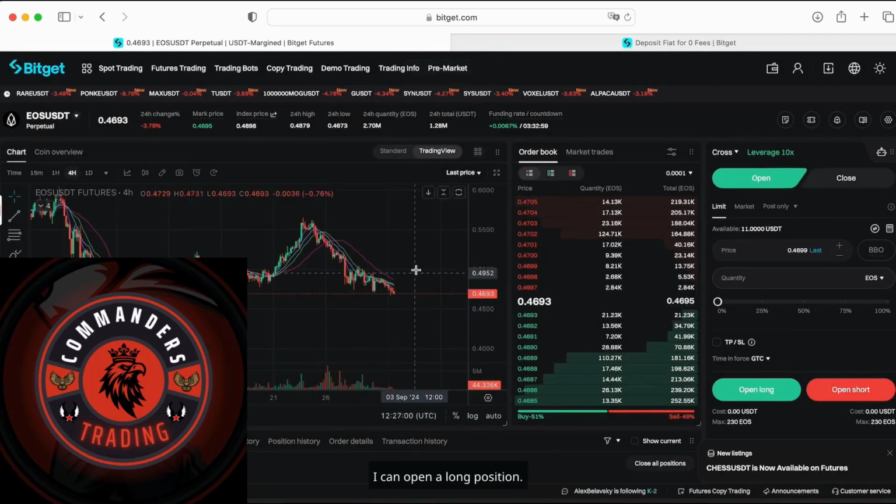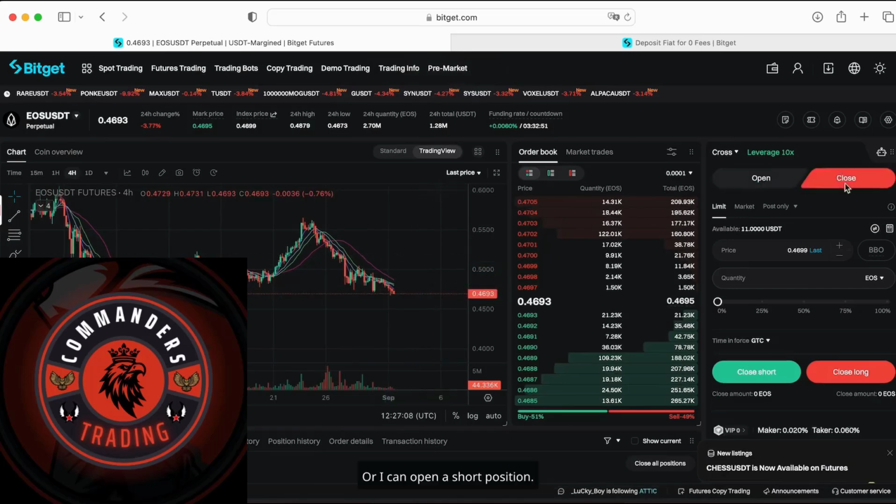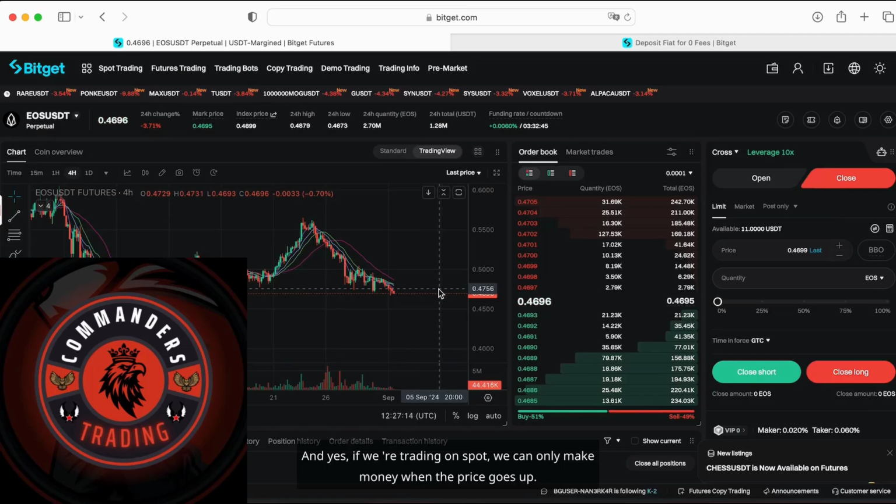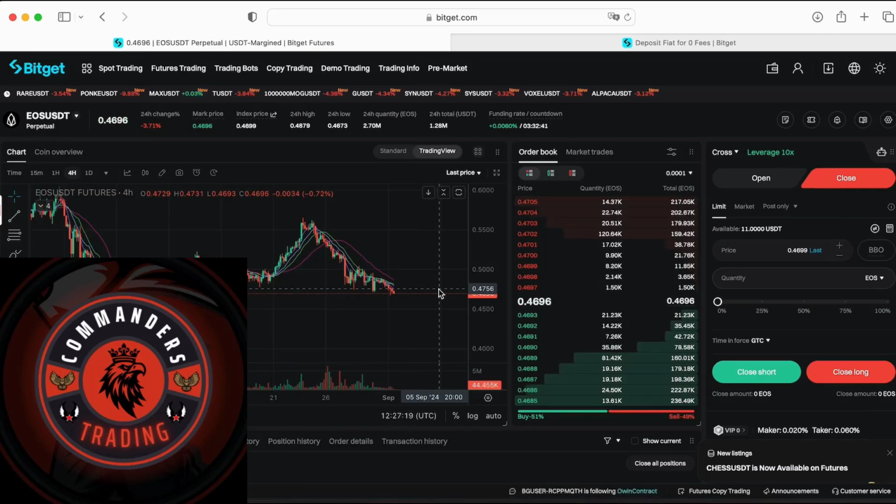I can open a long position. That means I'm betting the price will go up. Or I can open a short position. That means I think the market will go down. And yes, if we're trading on spot, we can only make money when the price goes up. With futures trading, we can make money even if the price goes down.